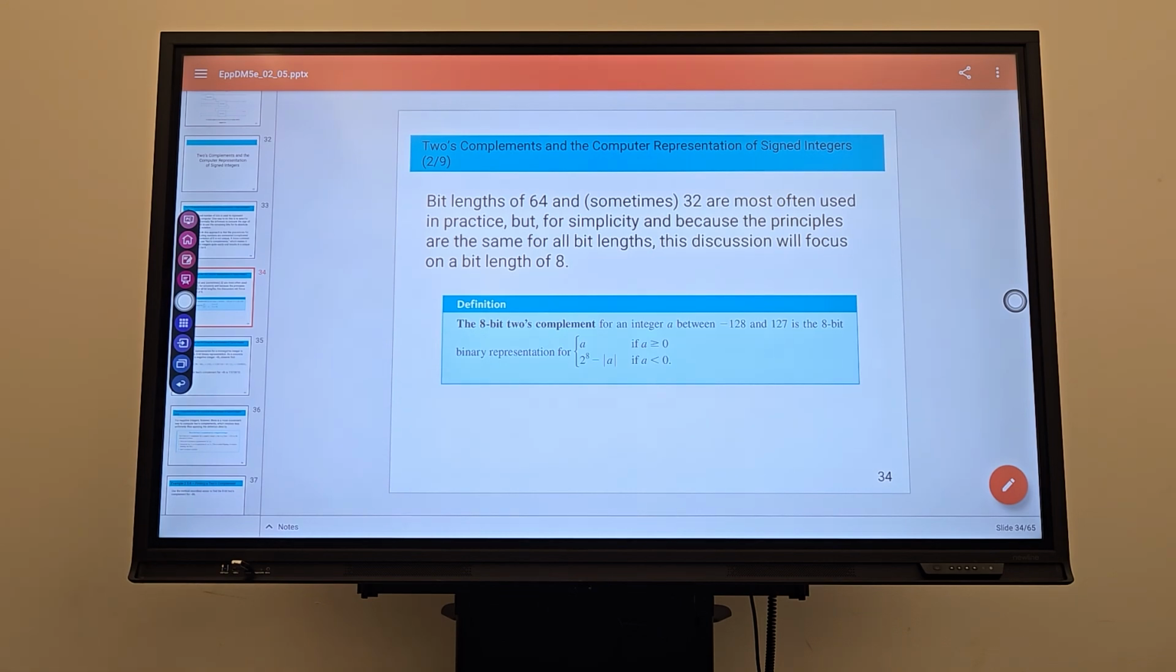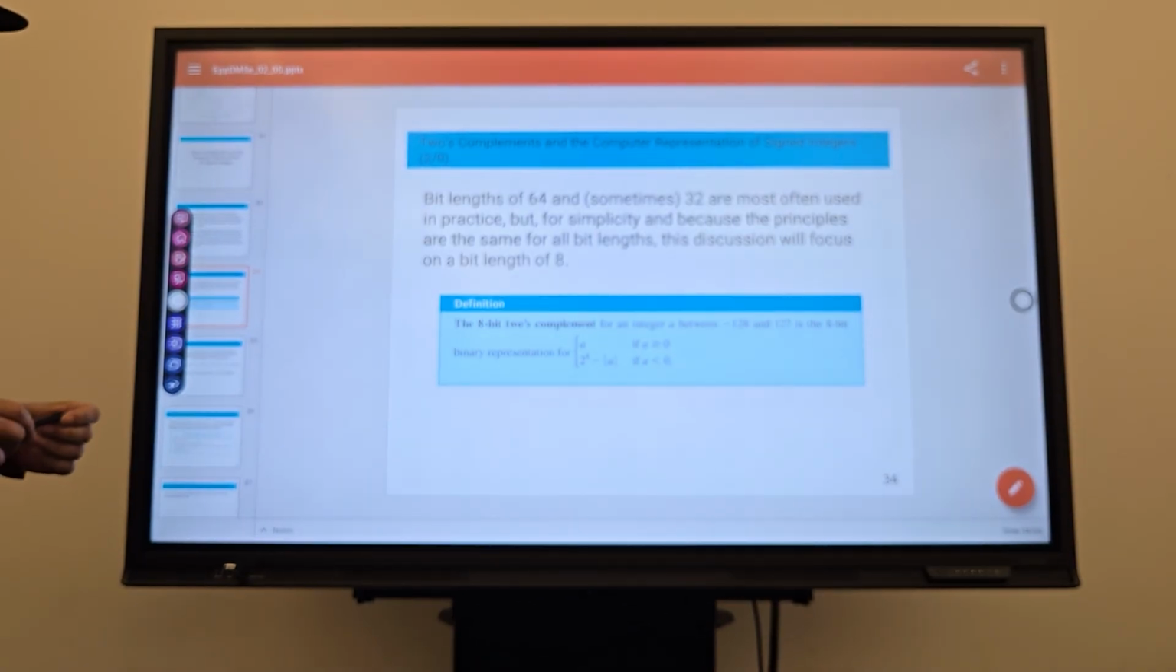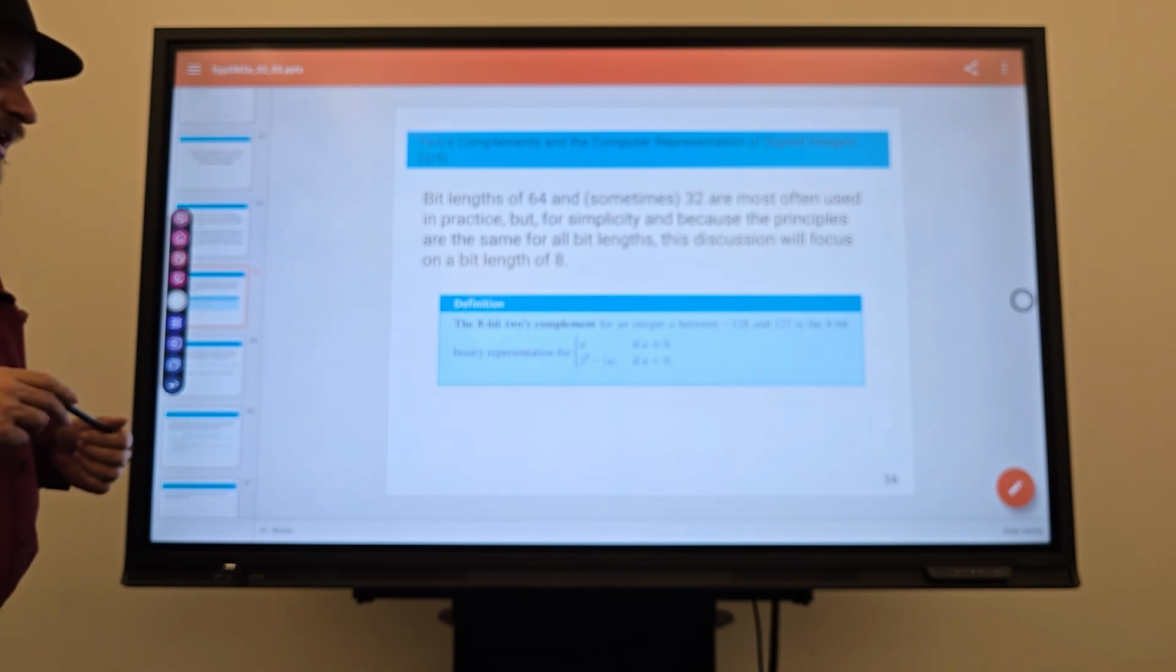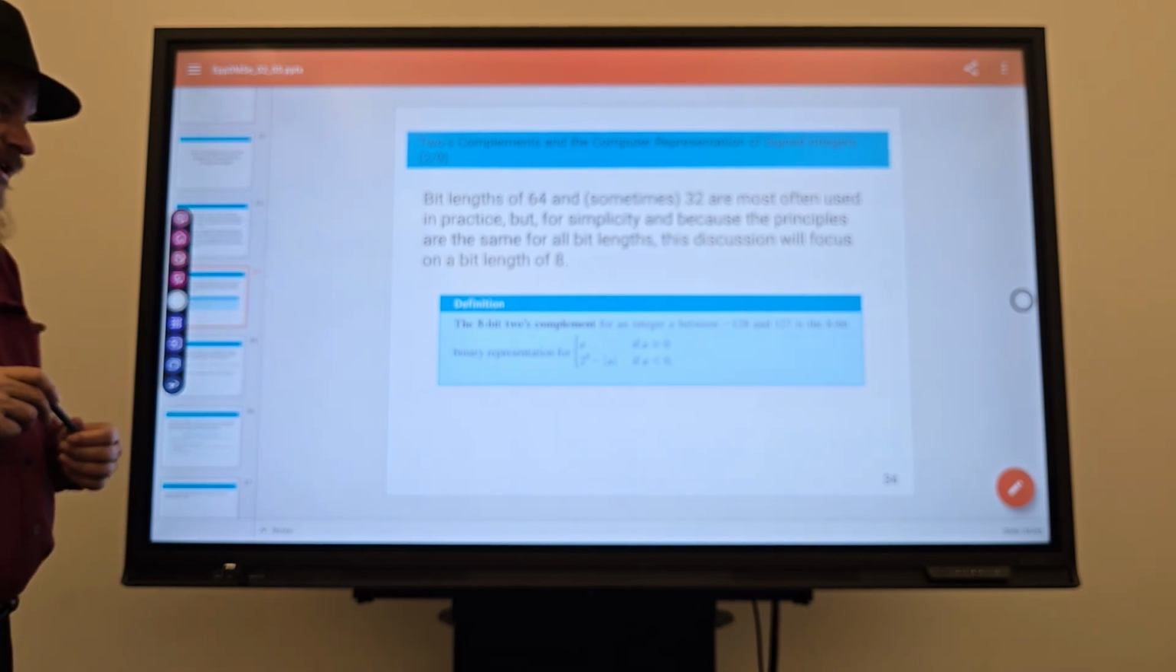For a bit length of 8, for simplicity's sake, we'll look at that. An 8-bit 2's complement integer can be a number between negative 128 and positive 127.